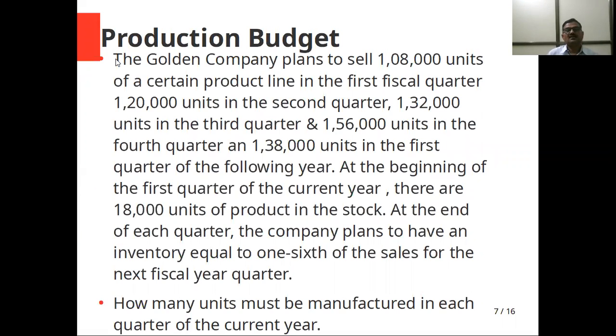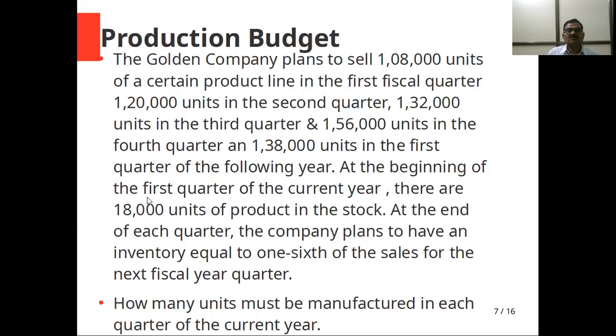So, this is the example of production budget on your screen. The Koldan company plans to sell 1,08,000 units of a certain product line in the first fiscal quarter, 1,20,000 units in the second quarter, 1,32,000 units in the third quarter, and 1,56,000 units in the fourth quarter, and 1,38,000 units in the first quarter of the following year.